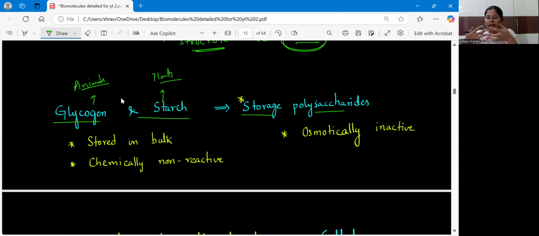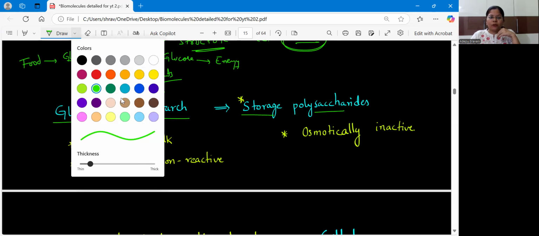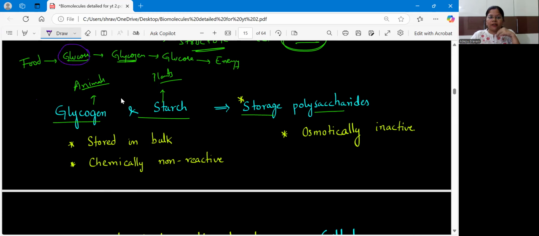If you remember, whenever we want energy, the respiration, for energy, we have to have the glucose. Clear? So we take food. This food will be broken down into glucose. This glucose will be converted into glycogen. And again, whenever we want energy, this glycogen will be broken down into glucose again. And then we get what? Energy. Clear? So this glucose, which was formed as a result of digestion, is stored as glycogen, and then again it is getting converted into glucose whenever we want energy.